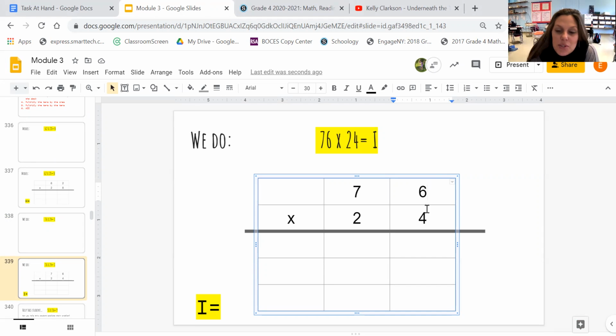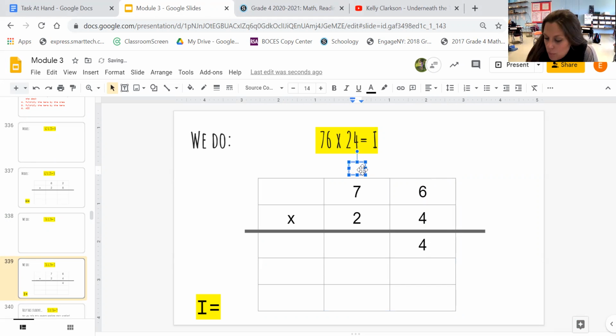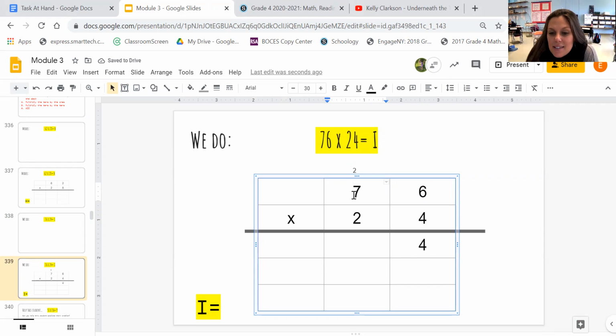All right, so 6 times 4, or my ones by my ones, is 24. Can't fit 24 in here, so I have to put my ones, and then I regroup that group of 2, those tens. Now I'm going to do my ones by my tens. 7 times 4 is 28, plus 2 is 30.